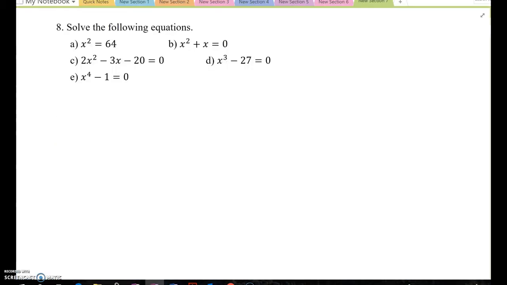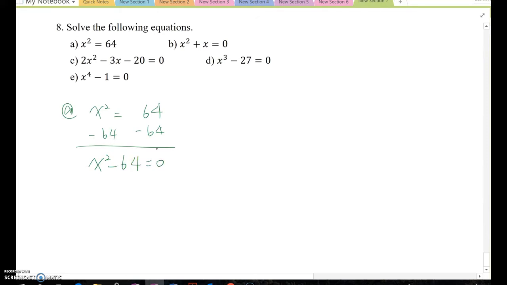Okay? Okay, look at number 8 here. Solving the following equations. So A case, it shows that x squared equal to 64. You have two different methods. You can move 64 to the other side. Then it becomes x squared minus 64 equal to 0. And then find conjugate factoring, which is x plus 8 and x minus 8 equal to 0. Solve each factor, then you will get x equal to negative 8 or x equal to 8.